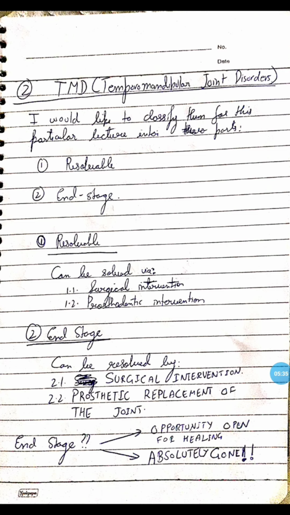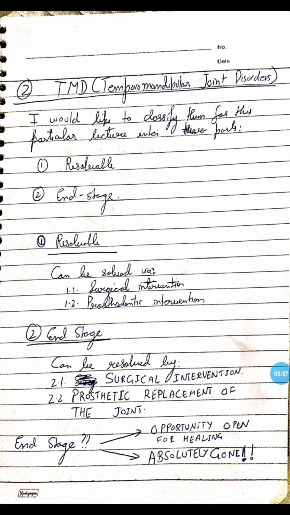A bit of disc repositioning is done, and disc repositioning again may require a prosthetic part, that is the use of splints. Prosthetic TMJ splints may be required in disc positioning. Now, in case of complete condylectomy, there is absolute loss of the condyle.